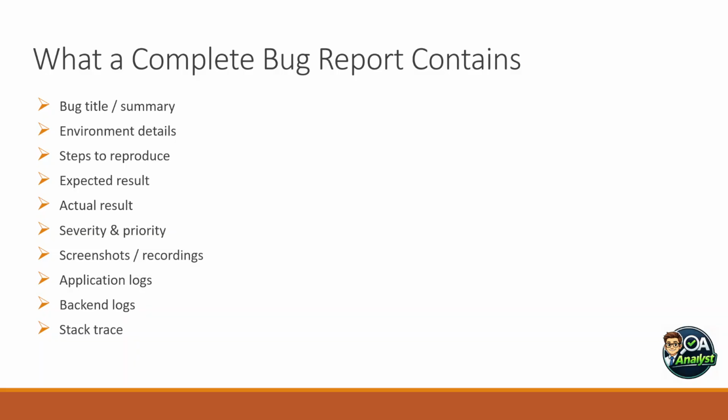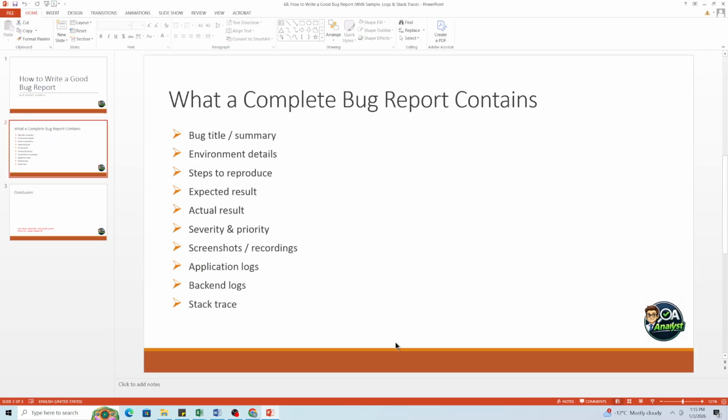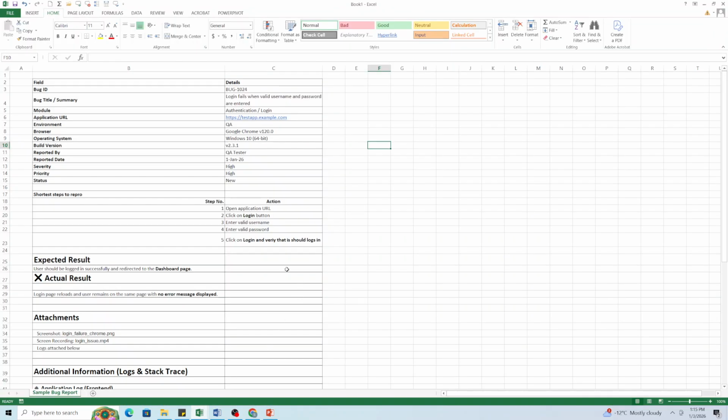Now let us look at a complete real world bug report. I will show you one example here. You see, this is a sample bug report. There is a bug ID. The bug ID gets generated after you log a Jira issue. Then there is a bug title summary, and the module. You see, login fails when valid username and password are entered, so this should be very clear.